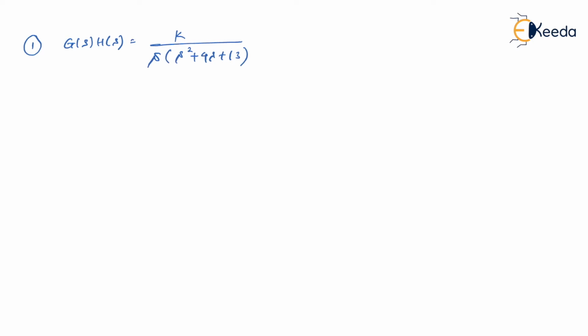Let us count the number of poles and number of zeros first. So how many poles are there? If you look at this G(s)H(s), the highest order of s can be considered as 3. So there are 3 poles, and if you look at the numerator, there is no polynomial of s. So I can say that there are no zeros. So there are only poles and there are no zeros, right?